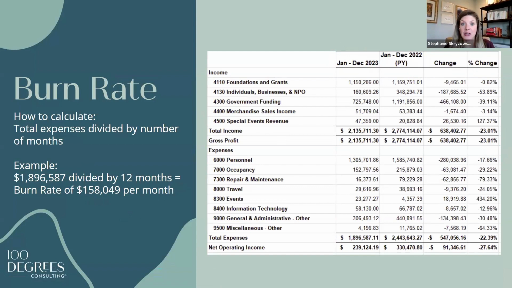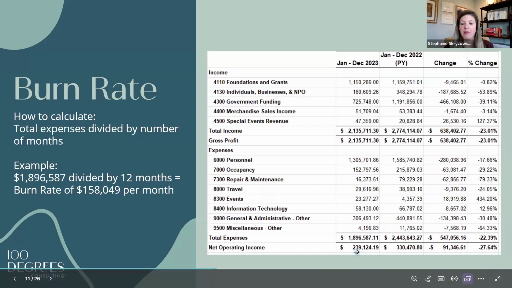This is good to know, right? This is good information to have. We know that we've got 158K going out the door every single month. We need to make sure we're bringing in at least that much, right? Or that we have the reserves to cover that. There's another metric, months of cash on hand, that we'll talk about in a second, that pulls from this burn rate. So very important to know how much money is going out the door every month.